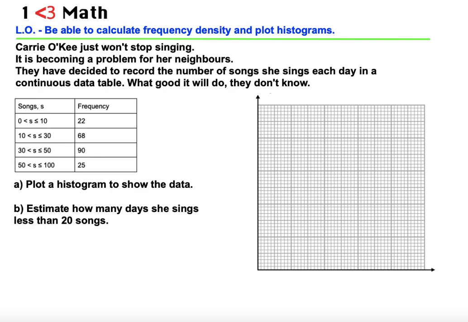So, part A, everyone likes a good part A. We need to plot the histogram to show the data. And part B, we need to estimate how many days she sings less than 20 songs.